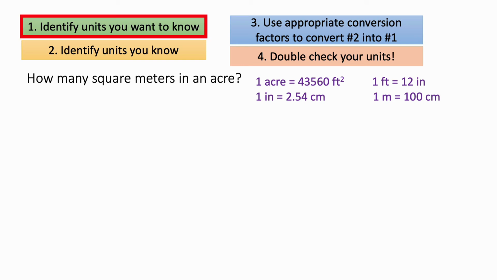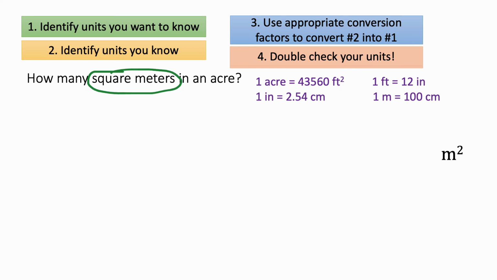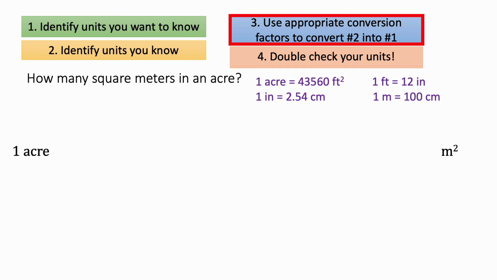As usual, we're going to go through our 4 steps. Identify the units you want to know: how many square meters, so that's the unit we want to know, and we're going to write that as meters squared. The next thing we want to know is what units do we already know? Normally when we do this step, we look for things that have a number associated with them, and this just says an acre. Well, that's just 1 acre, right? So 1 acre. And then we have to find our conversion factors.